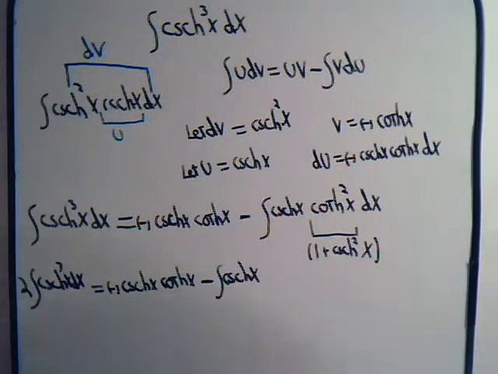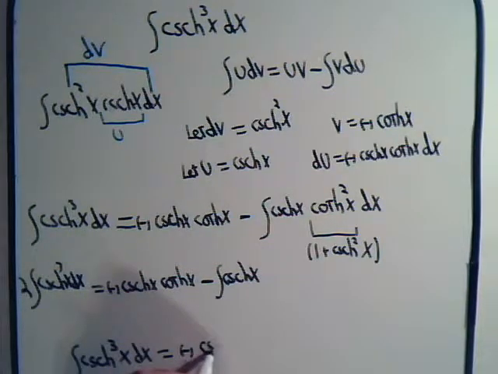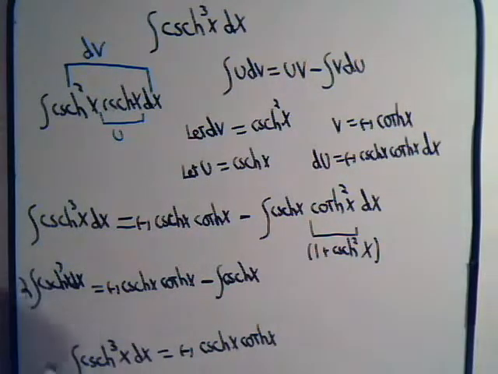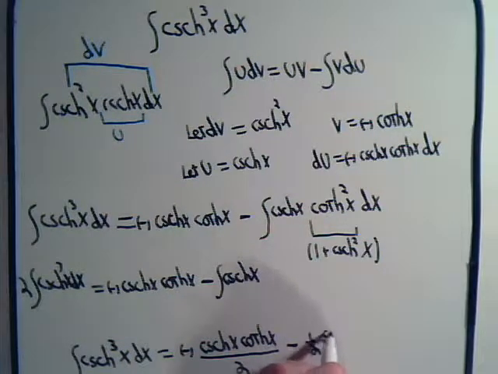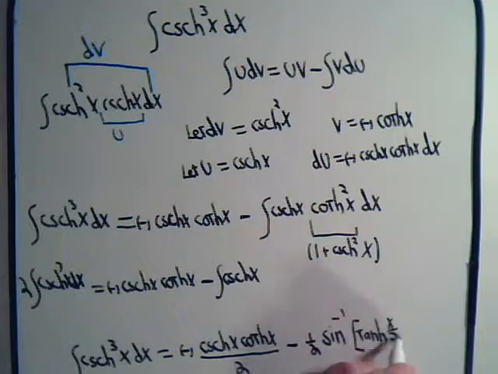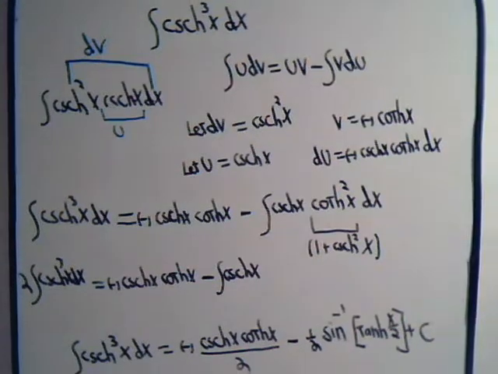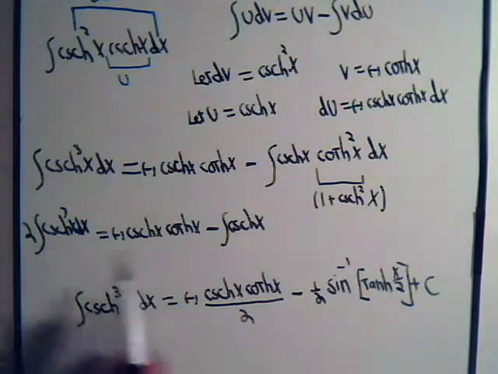Okay, and let's see. So we're going to get then the integral of the hyperbolic cosecant cubed of x dx will equal, dividing through by 2, we're going to have minus the hyperbolic cosecant of x times the hyperbolic cotangent divided by 2, and then this is going to be minus 1/2, dividing through by 2, the natural log of the hyperbolic tangent of x over 2 plus an arbitrary constant.